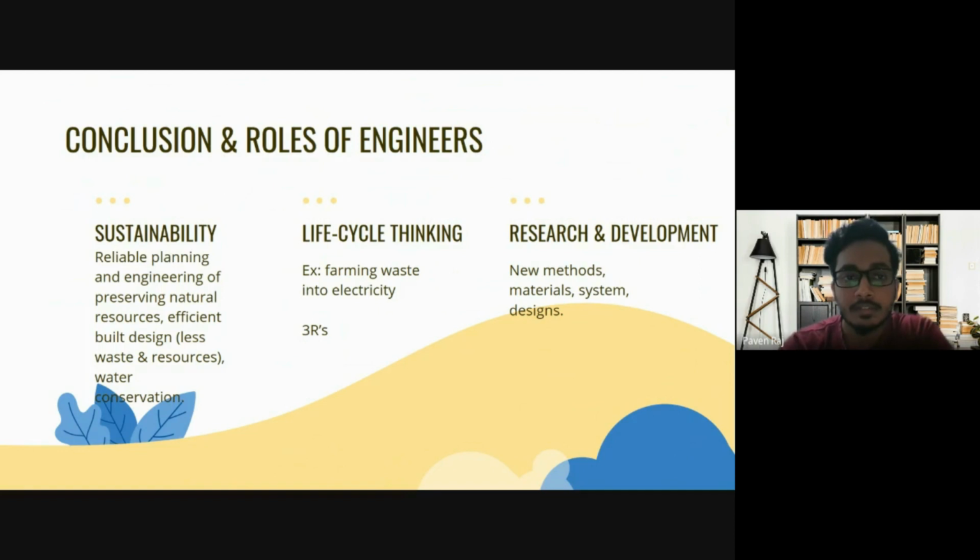And next, moving to life cycle thinking, engineers have to implement life cycle thinking, such as using farm waste, cattle manure for example, to create electricity, and try their level best to implement 3R, the reduce, reuse, and recycle methods. Last but not least is the research and development of new methods, materials, and systems, including designs for new products.